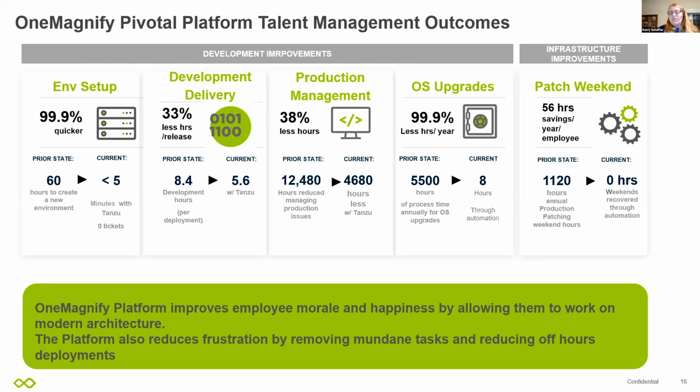So through the automation and the fact that those patching cycles can run during the day, we've recovered 1,120 hours of employee weekend time. So we've recovered that for them. They don't have to worry about it. We can patch the platform, and then they can just sleep their nights and go out on the weekends and do whatever you do on the weekends. So it's been a really good story for us from a talent management outcome.